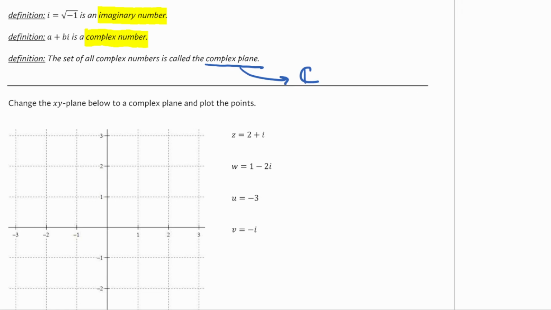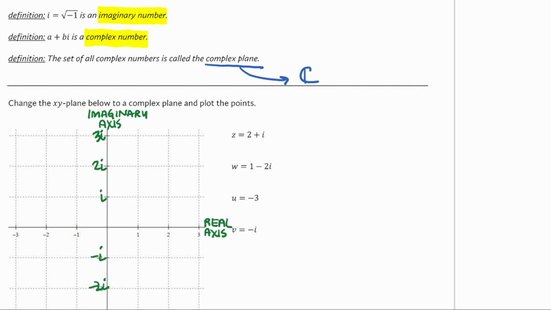Okay, so we're going to change the xy plane below to a complex plane and plot the points. What we do is we label the x-axis as the real axis. Think about this like the number line you've been used to forever. And then the y-axis is going to be the imaginary axis. So that means that 1 is going to mean 1i now, 2 will be 2i, 3 will be 3i, and so on. And down here where y was negative, this is going to be the number of i's: negative i, negative 2i, and it could go farther down.